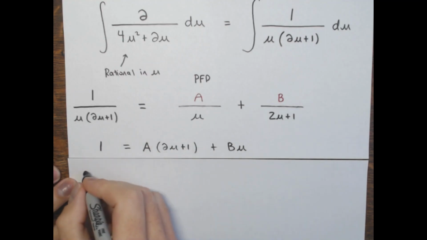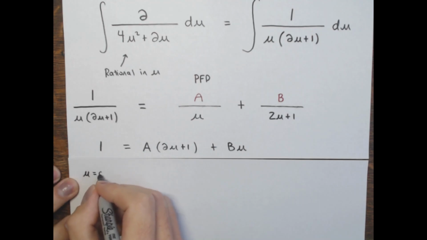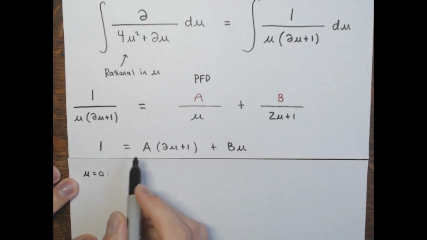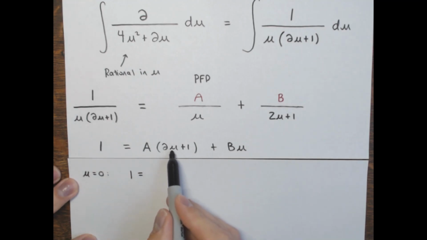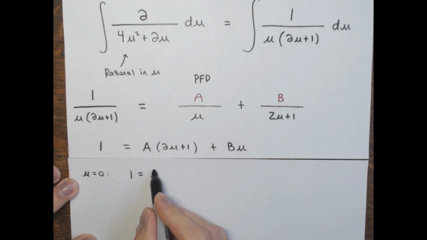If I want to solve for a, I'm going to have u be 0. And if u is 0, you got 1 on the left all the time, it's just 1. And if u is 0, this would be 0 plus 1, this is just a. So the value of a is 1.